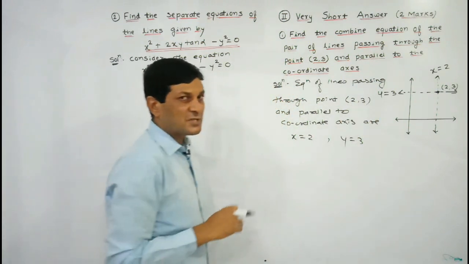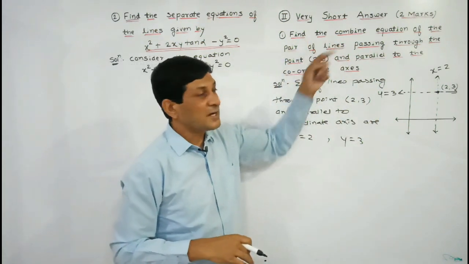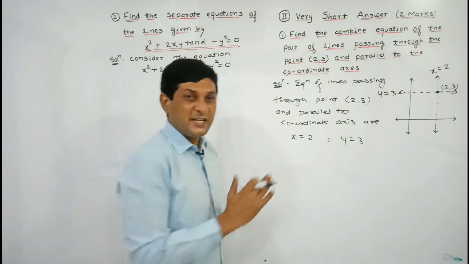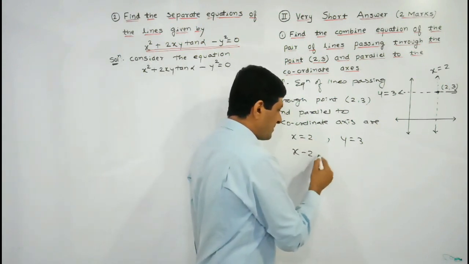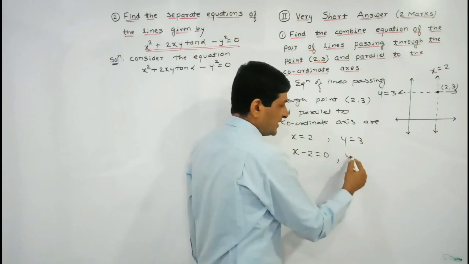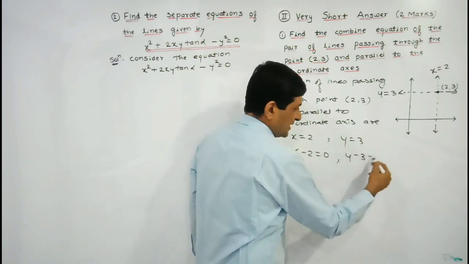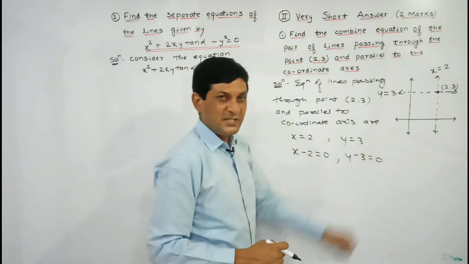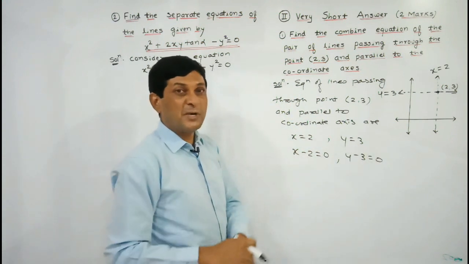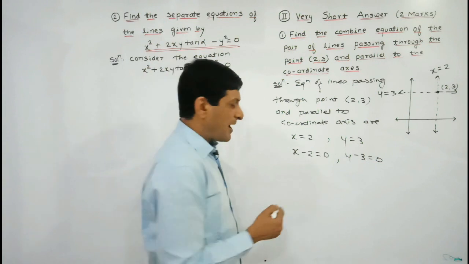Once the equations are known to us, we have to find the combined equation. To find the combined equation, the right hand side should be 0. So take plus 2 on this side, it will become minus 2, and here we get y plus 3 on this side, which will become minus 3. Once the equations are in the form of u is equal to 0 and v is equal to 0, by taking their multiplication we will get our required combined equation.